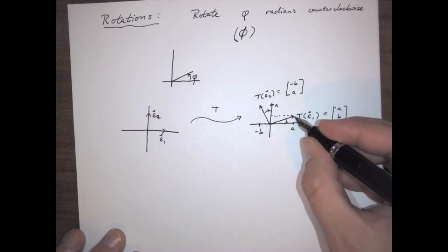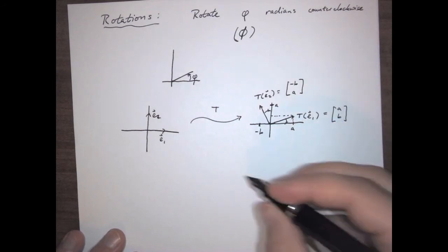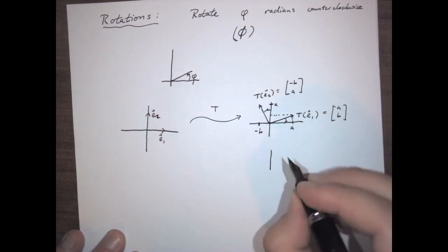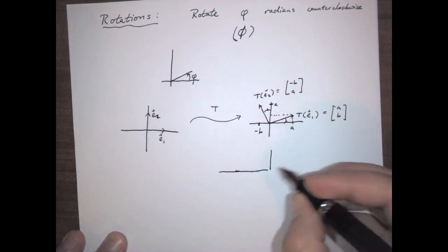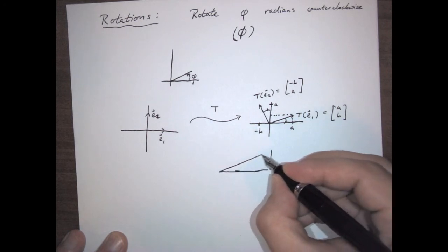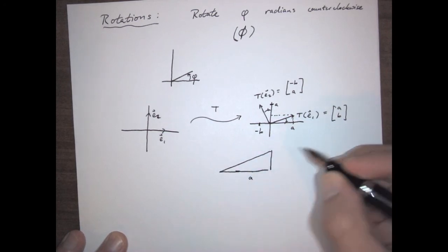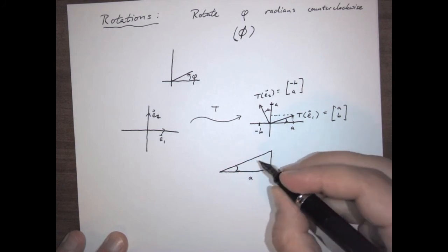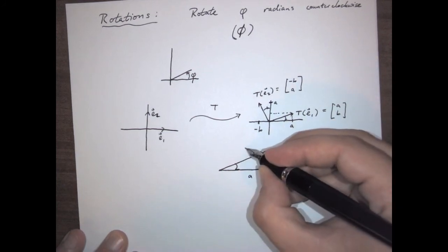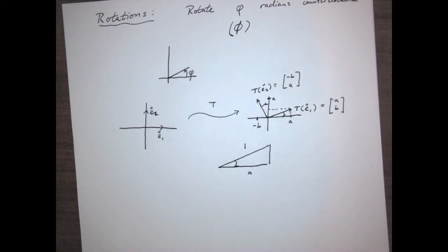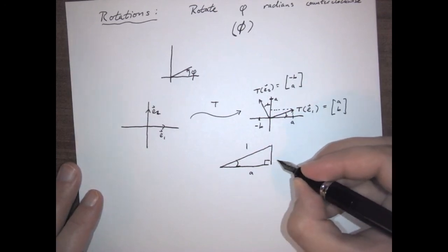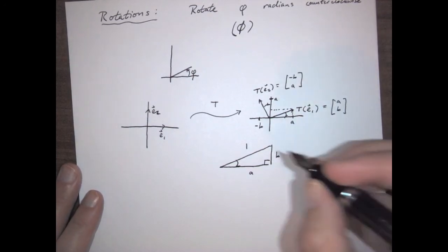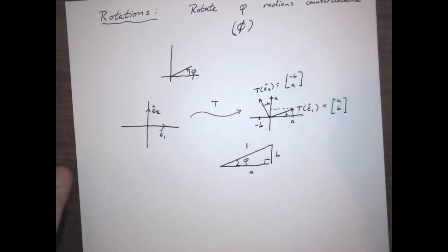Now let's zoom in on this little triangle right here and try to figure out what the A and the B will actually represent. So here we've got a little right triangle with an A down there. This actually happens to still be a 1. We're only rotating it, so we're not changing the length. We've got B over here on this side, and then this is an angle of phi.